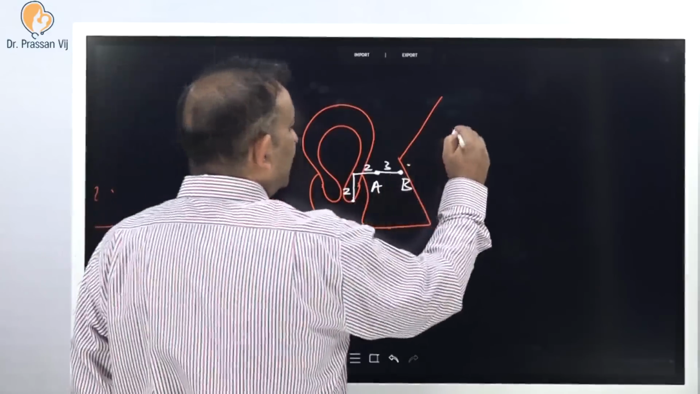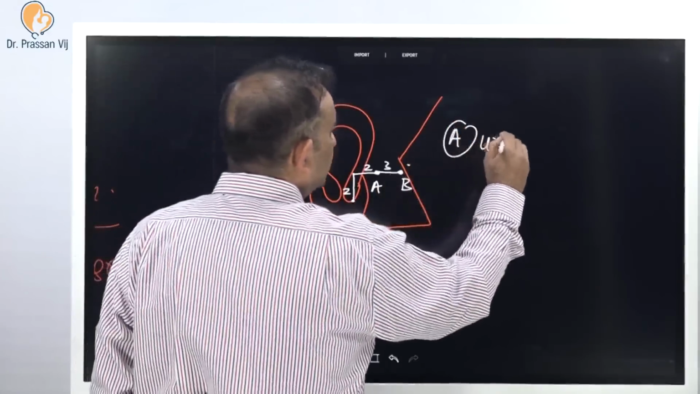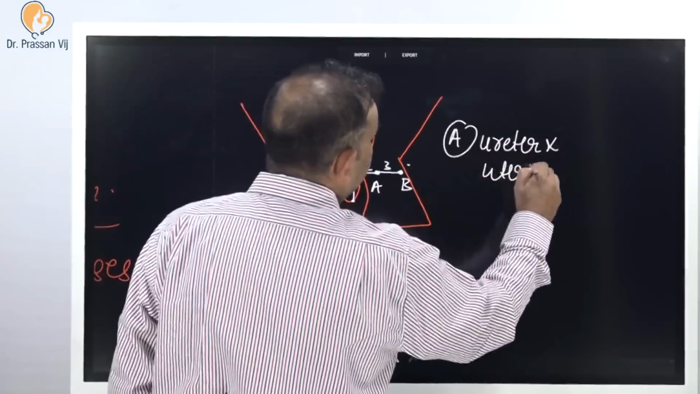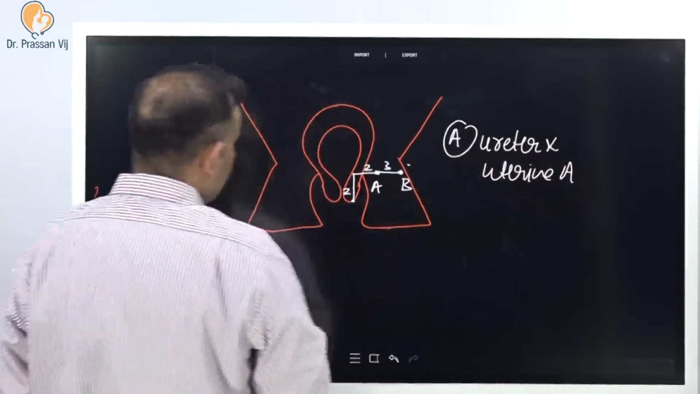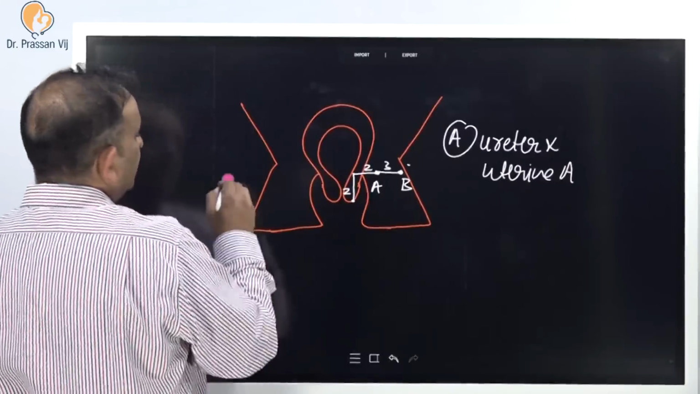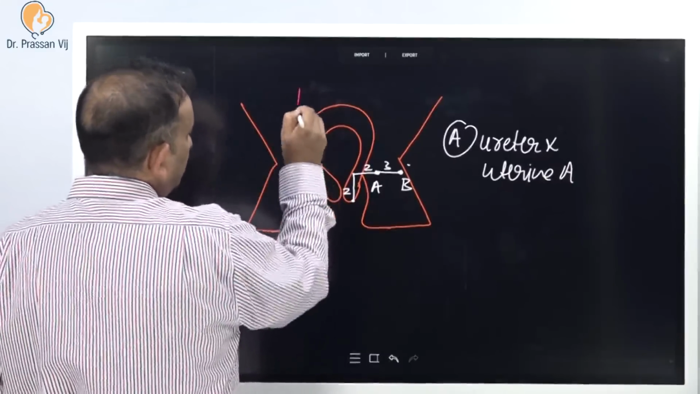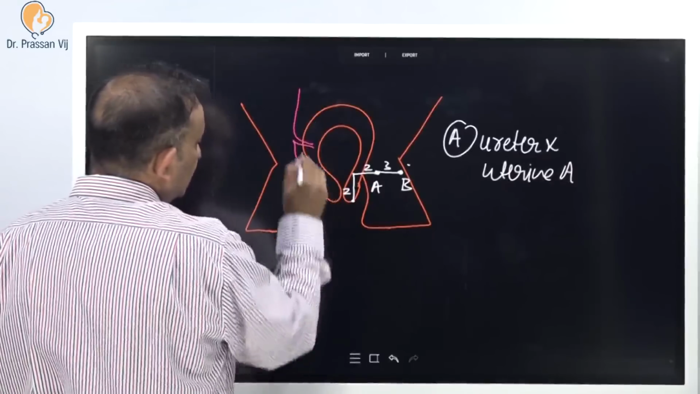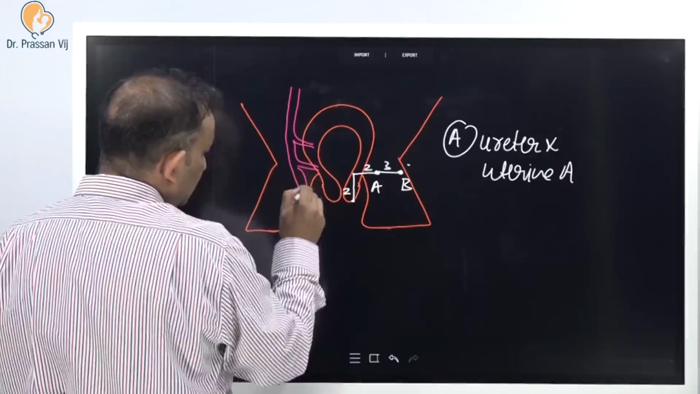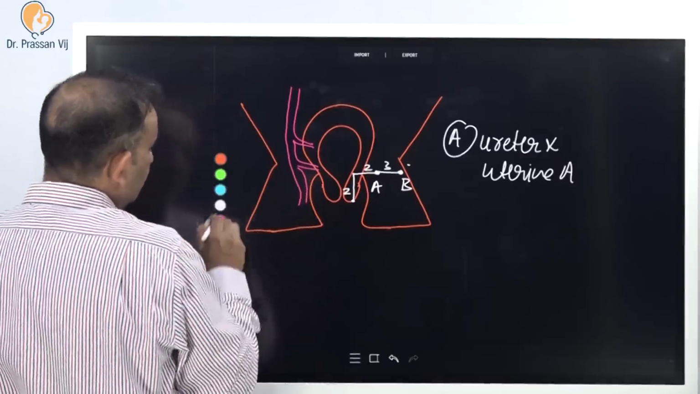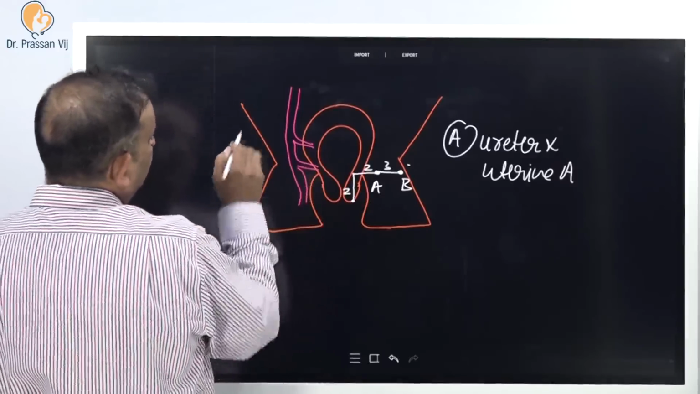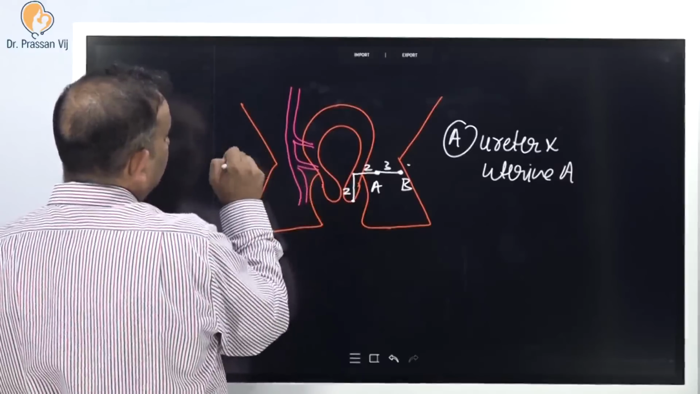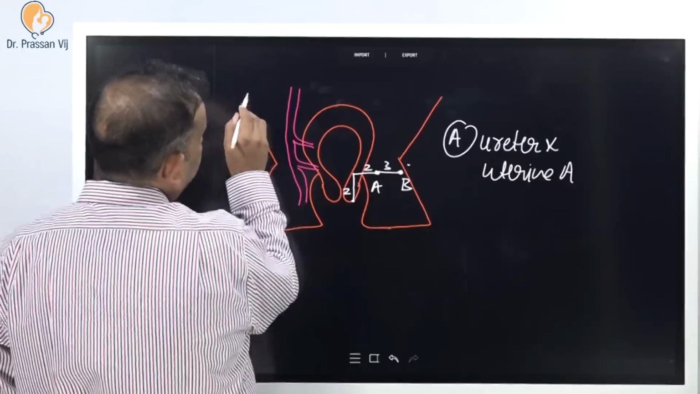So, what is the point A? A is the place where the ureter crosses the uterine artery. Yes, the ureter crossing the uterine artery is something like this. See, this is the uterine artery giving the blood supply to the uterus like this. But the ureter crosses the uterine artery from laterally and comes under it. So, it is like this.